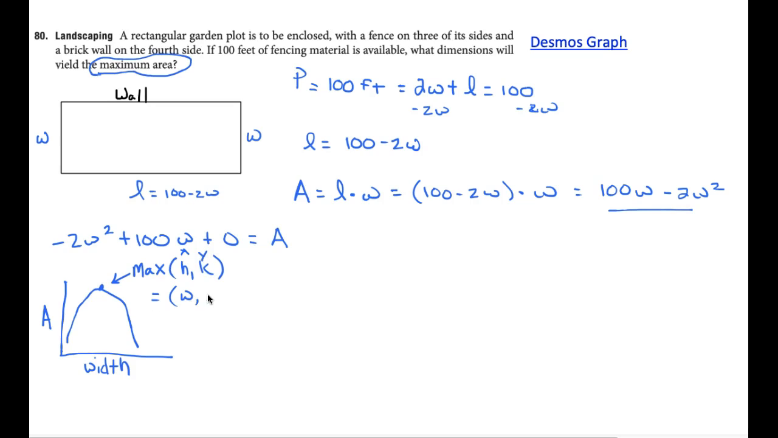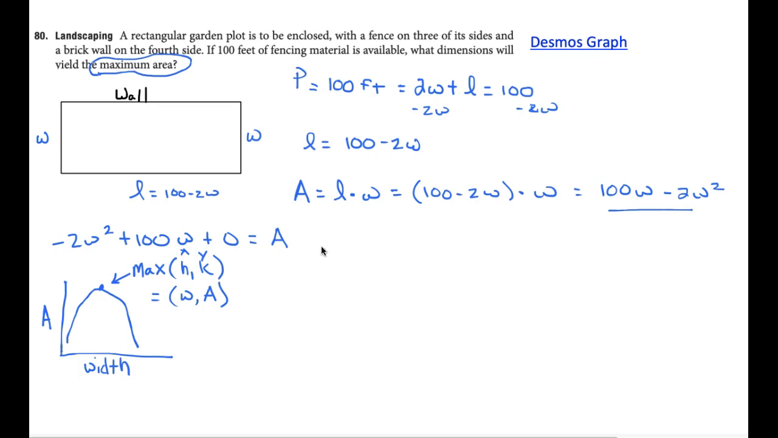So the x value is width and the k value is area. All right, so the number we're going to get here is the width, the maximum area, and what the width would be at that maximum area. Okay, so stop and think about that. If you need to, pause the video and look back through what I just did. Make sure it makes sense.